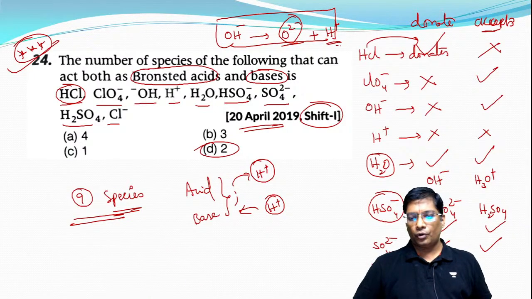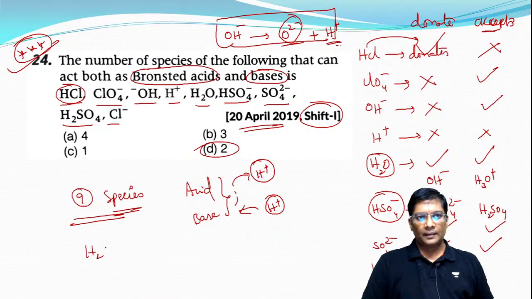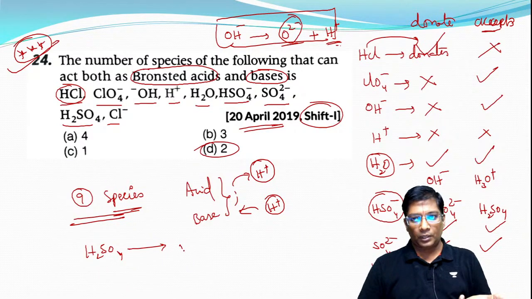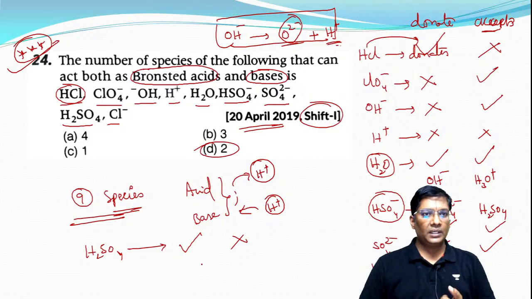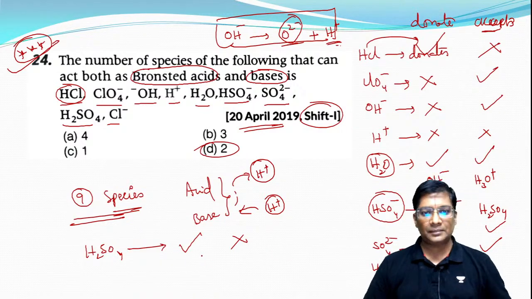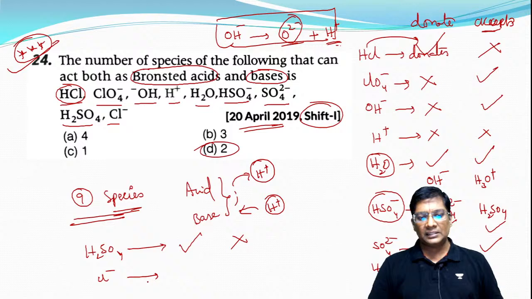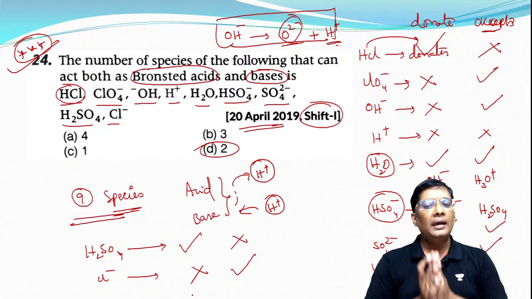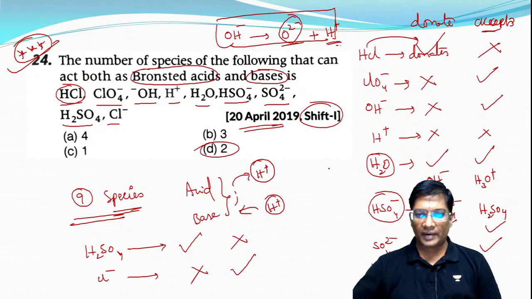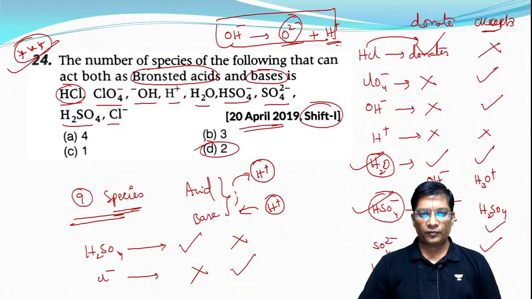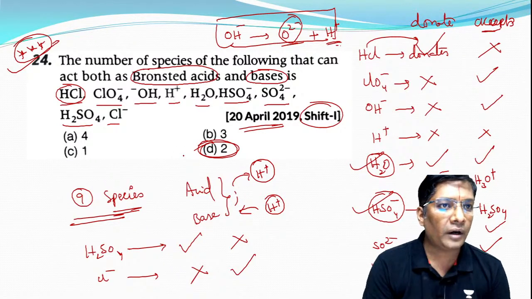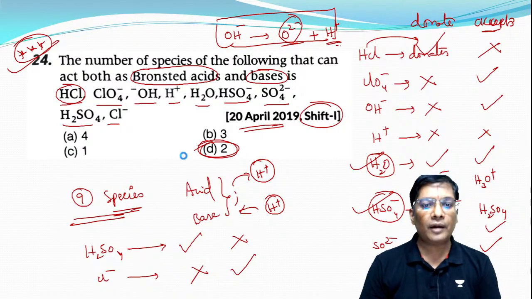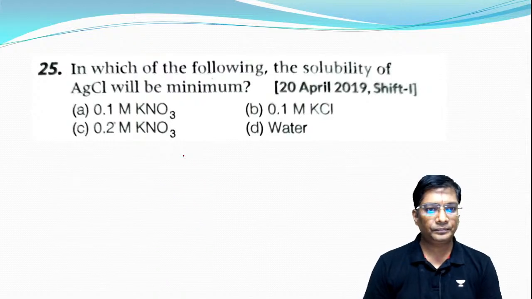And H2SO4, I will write here. If you take H2SO4, H2SO4 can donate the proton only, but not accept the proton. And finally, Cl minus. Cl minus can only accept the proton, but it cannot donate the proton because it does not have any proton. So our answer is H2O and HSO4 minus. So the answer is 2. Got it, all of you? So likewise you have to do this type of problems.